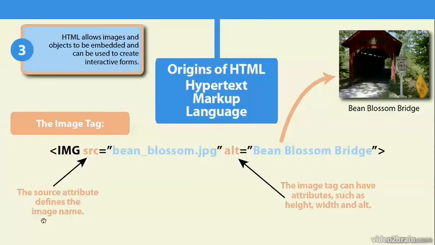So the source attribute defines the image name, and the image tag can have attributes such as height, width, and alt as well. We've added two. We've added source and alt, but there are other ones you can add as well.